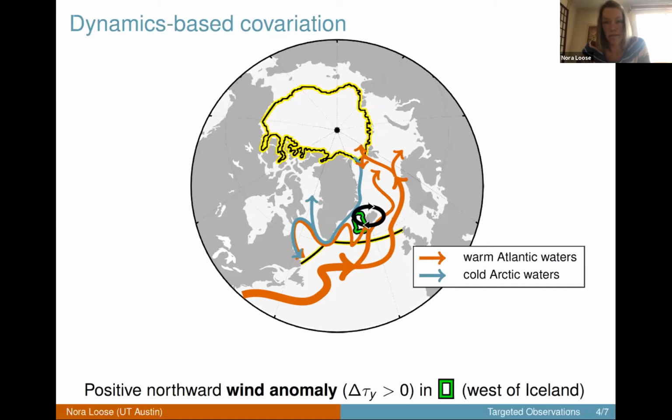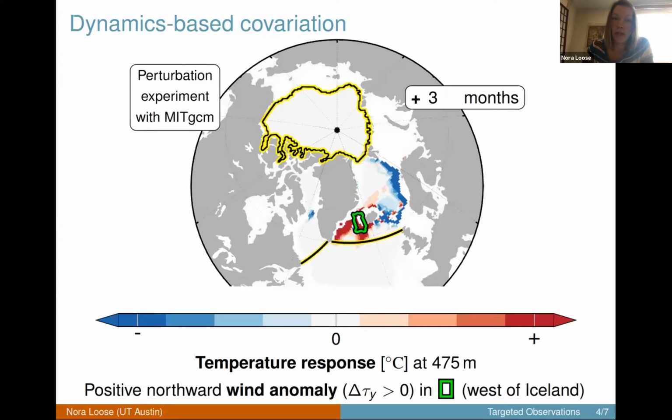This anomalous circulation pattern weakens the cold East Greenland current, and at the same time also weakens the warm Atlantic Norwegian current. What I'm showing you next is a model perturbation experiment where I'm applying exactly such a northward wind anomaly in this green box. Here we're looking at the temperature response at about 500 meters depth. We're seeing temperature anomalies, basically as predicted by the mechanism that I've just shown you.